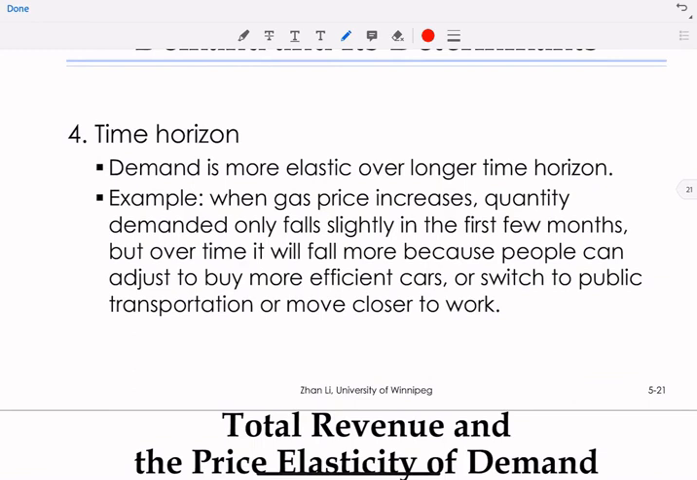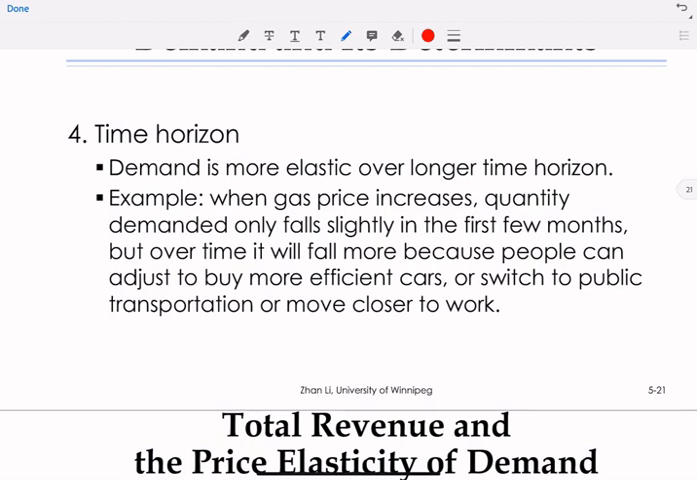This one is actually quite easy to understand. Generally, demand is more elastic over a longer time horizon. This is easy to understand because you can imagine that for the demand curve to be elastic, consumers have to change their quantity demanded, right? And if you give a consumer longer time, then the change in consumption pattern, the change in quantity demanded will naturally be larger.